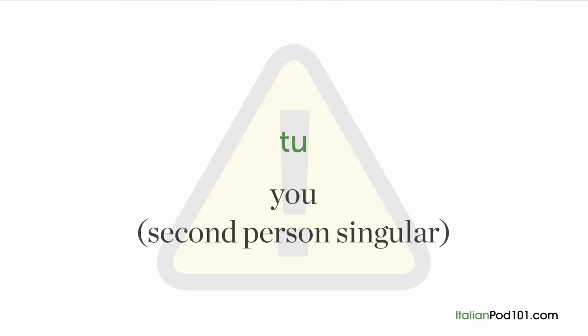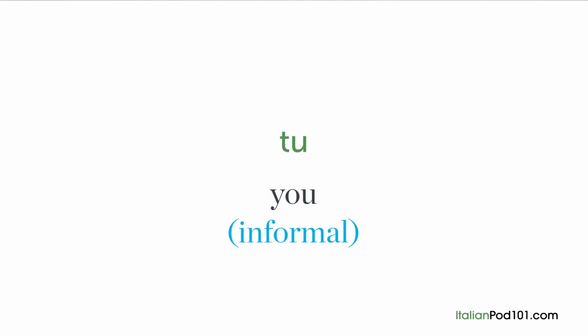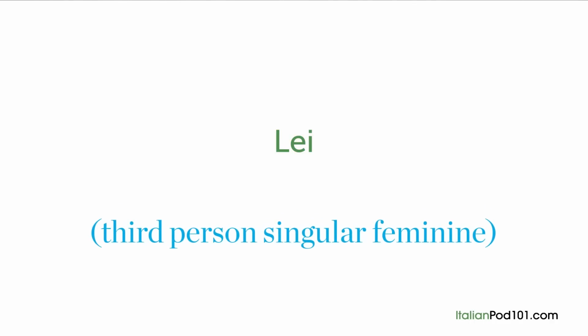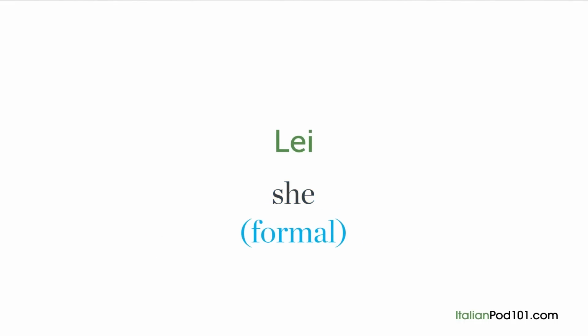The most important thing to remember is that the English second person singular "you" is translated as "tu" in informal situations. In formal situations, it's translated as "lei." Lei is also the third person singular feminine, or "she," but in formal speech it's used to address people of both sexes. So, if you are formally addressing a man using lei, make sure that the related verbs or adjectives are in the masculine form.